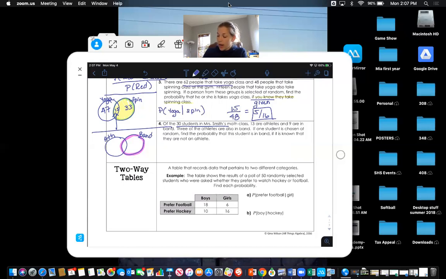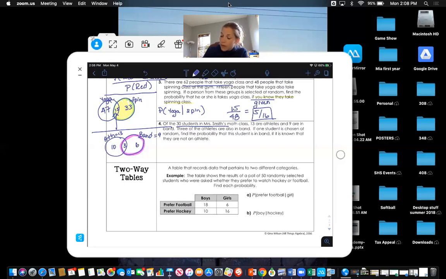It says 13 are athletes, so I know grand total there are 13, and grand total there are 9 in band, but 3 of the athletes are also in band, so there's my overlap, which means 10 are athletes only, 6 are band only. But I want you to look. If 10 are athletes, 3 are athletes who are also in band, that leaves me with 13 students in class. And 6 are only in band. Now I'm at 19 students in class.